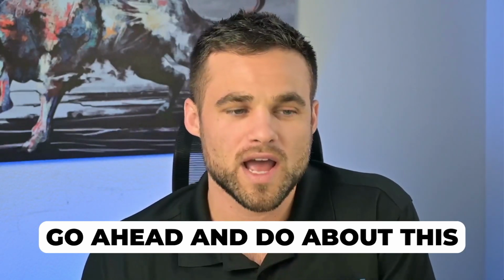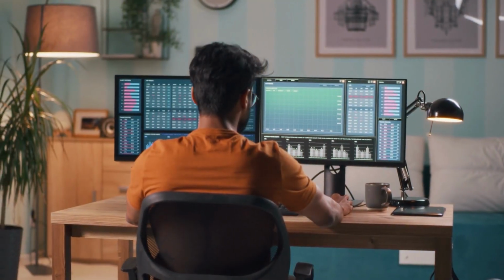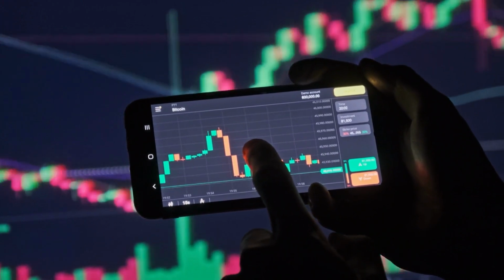So far, we've covered the benefits and the flaws of backtesting. Now let's talk about what you actually go ahead and do about this. So first things first is backtest. Okay, backtesting is a lot smarter than not backtesting at all. So make sure that you do in fact backtest any trading strategy.